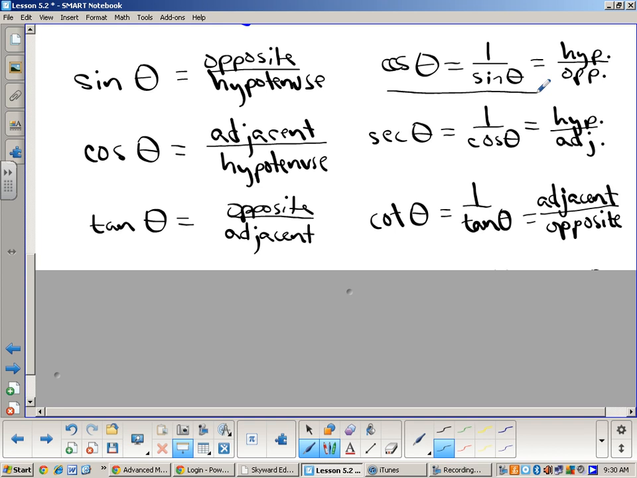It's CSC. Not sure why it looked that way. That's what it should be.